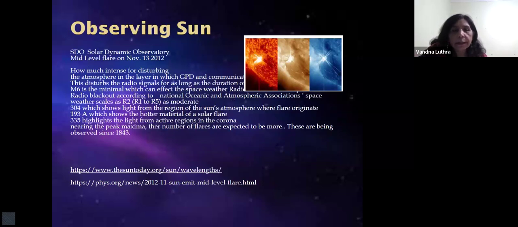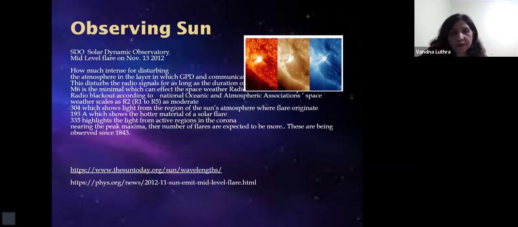SDO, the Solar Dynamics Observatory, also observed a mid-level flare on November 13, 2012. This photograph shows how intensely flares disturb the atmosphere in the layer of GPS and communication. It disturbs radio signals for a long duration, and M6 is the minimal level which can affect space weather radio communication.